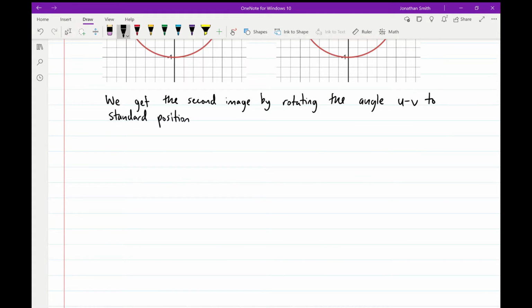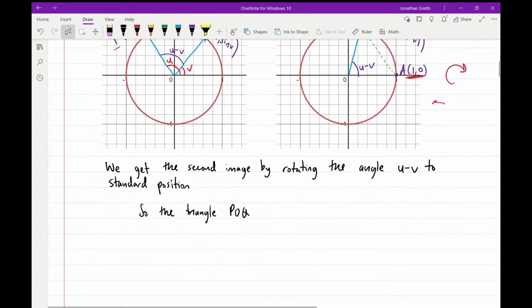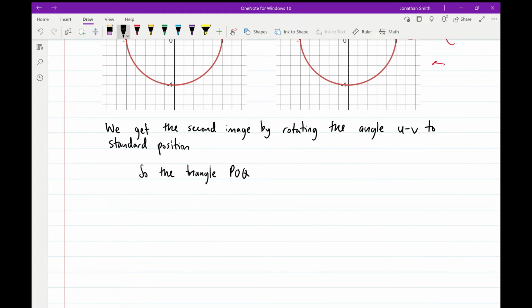So how is this going to help us get this identity? Let's think about it a little bit. What do I know now? Because I'm rotating things and I'm not changing the length of any of these angles, the triangle made with the points P, Q and the origin is going to be congruent.